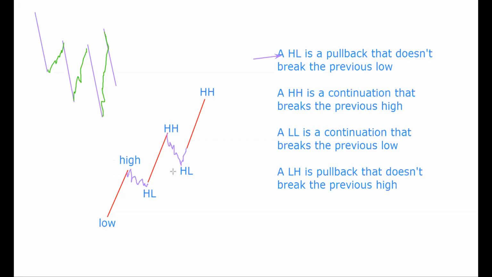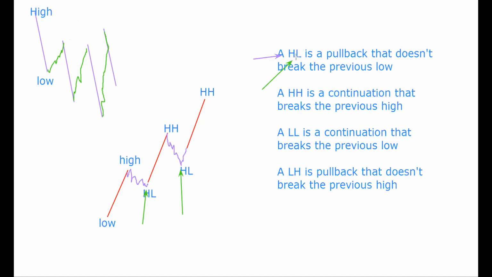You can hear me. Now, we covered what higher lows are. They are retracements, they are pullbacks that do not break the previous lows. Now, in the downtrend, what we'll be starting off with is a high. And then what we'll have next is a low. What comes after? Can it be a higher high? Because a higher high is a continuation that breaks the previous high. Look over here. Does this break the previous high? No, it doesn't. So it cannot be a higher high.